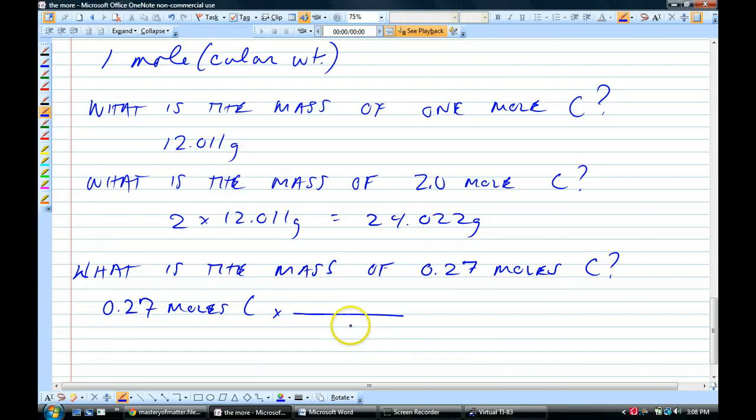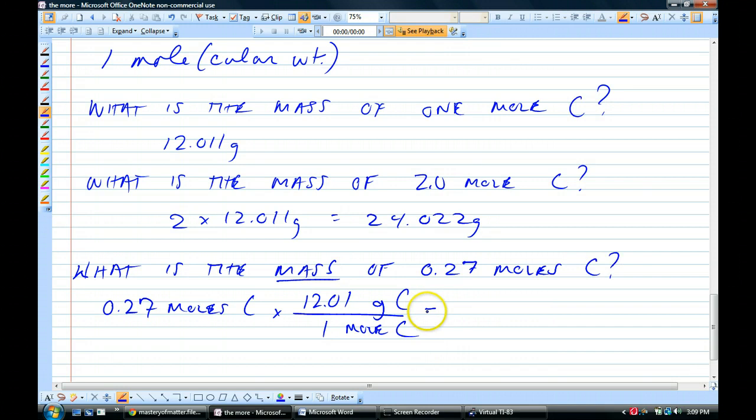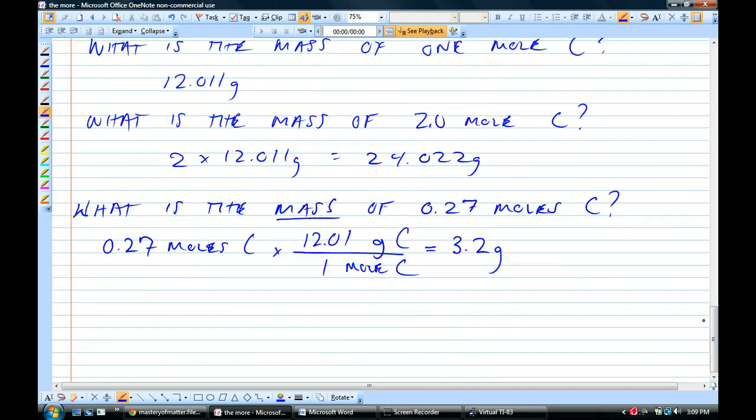So in this case, we're using the factor label method, so we're going to put mole in the denominator, and we want the mass, so we're going to put grams up here. So what does that say? Grams per mole. Well, what is the grams per mole for carbon? It's 12.01 grams in 1 mole. So my equation here becomes 0.27 times 12.01, which gives me 3.24, with 2 sig figs will be 3.2. So if I need, for a chemical reaction, 0.27 moles of carbon, then I'm going to get 3.2 grams, weigh it out on the balance.